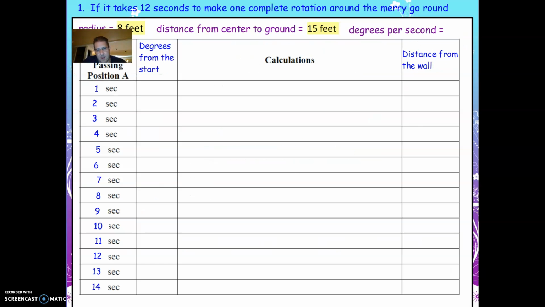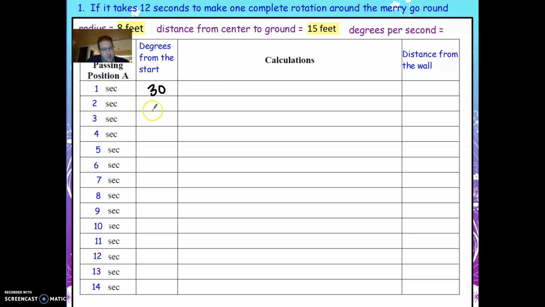All right, so getting into this video. It starts off with this sort of exploration of how to figure out this formula. And it tells you that if we're using basically the same question as the warm-up, if it takes 12 seconds to go one complete rotation, well, first of all, 360 divided by 12 gives us 30 degrees per second.